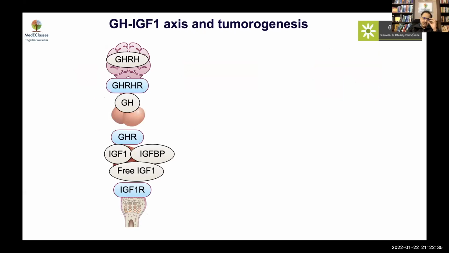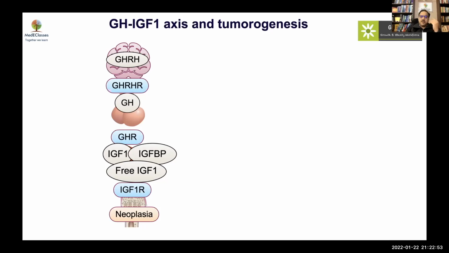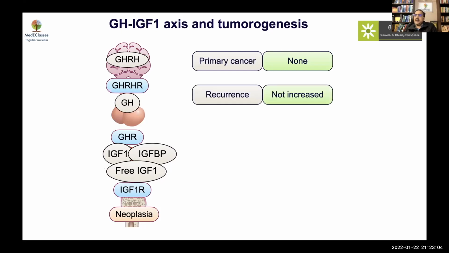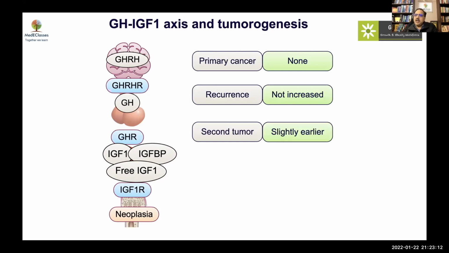Now, one big question which people ask is, growth hormone is a growth promoting agent, would it cause tumorigenesis? What you need to understand is that we are mainly concerned about a rise in free IGF-1. When you are giving growth hormone, you are increasing both IGF-1 as well as IGF-BP, so the free IGF-1 level is not really increasing. For primary cancer, there is no evidence that growth hormone therapy causes it. There is no evidence that the recurrence rate in somebody who has a tumor is increased. There's only some concern that if a second tumor is going to happen, it may happen slightly earlier.